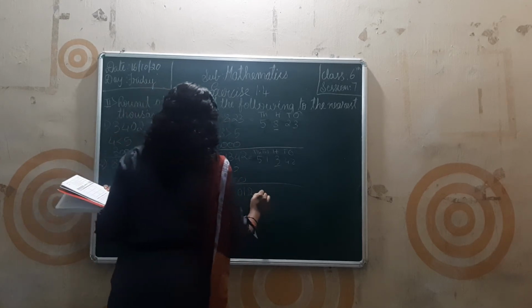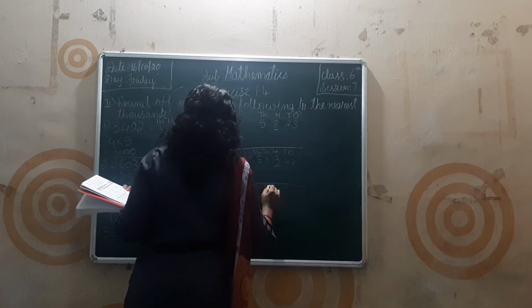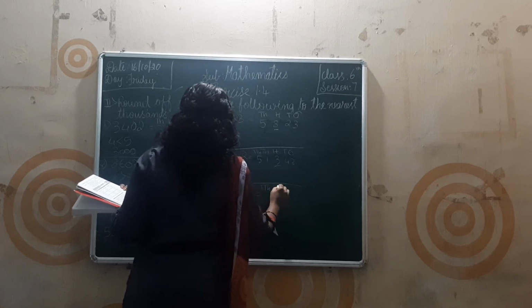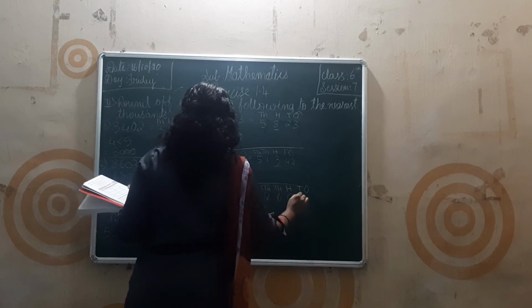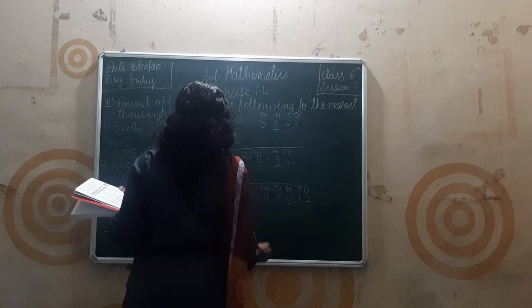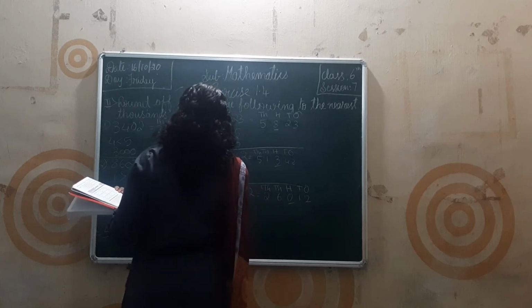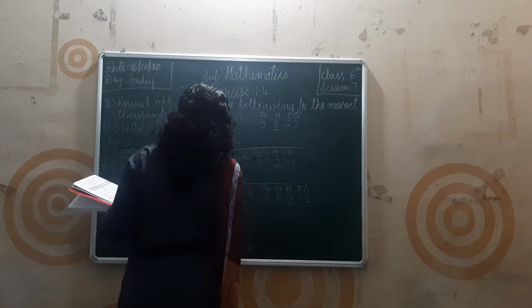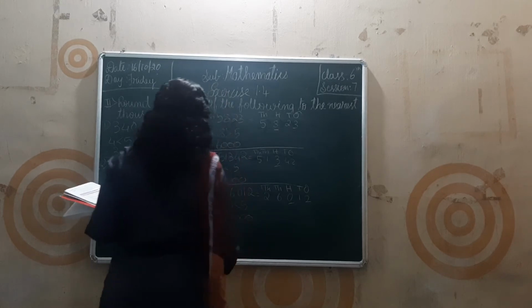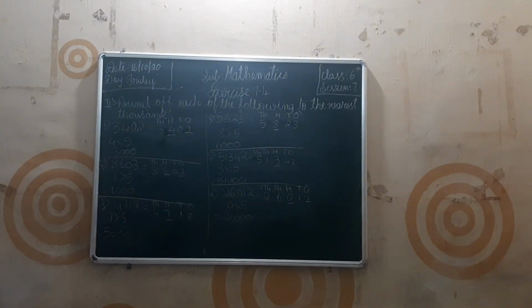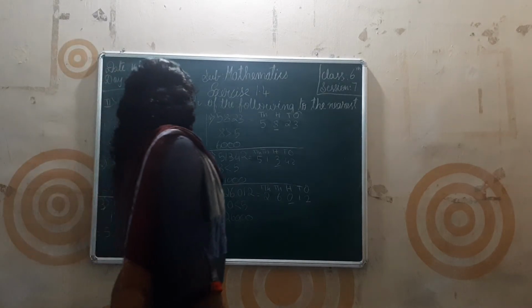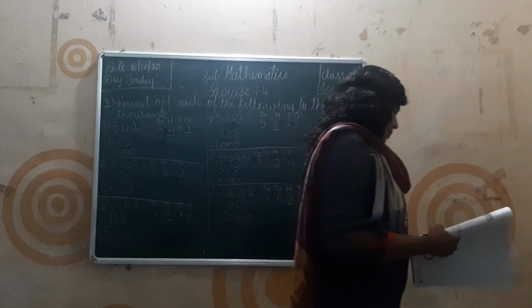26,012. Okay, 26,012 is given here. Ten thousands, thousands, hundreds, tens, ones. In 26,012, which is in the hundreds place? 0, which is less than 5. So we have to go back to the number itself, that is 26,000 itself. Okay, this is how we round off to the nearest thousands. Okay, the answer is 26,000 itself.